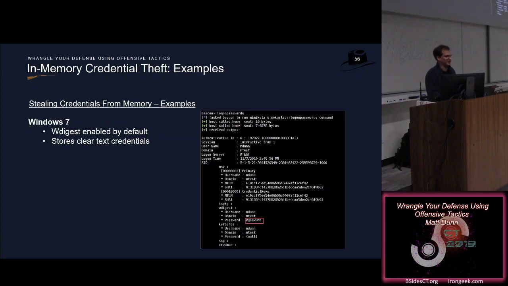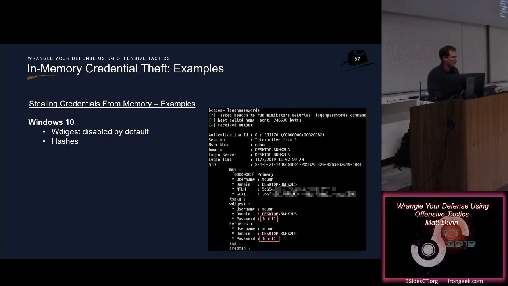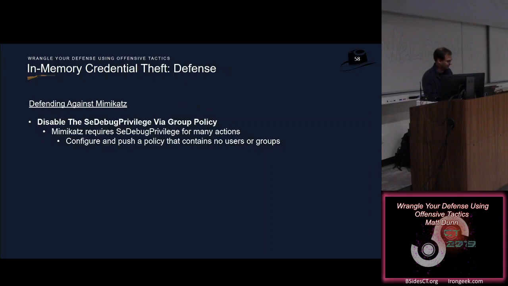Mimikatz is one of the most popular tools to do that. Here's an example of running Mimikatz on a Windows 7 system, and by default you can get clear text credentials from that. You can see the highlighted red there, that's the password, and then the hashes are above that. By default in Windows 10, that's disabled. It can be re-enabled, so you want to watch that. But in this case, we just get the hash. We can still use the hash, or we can try to crack it or try to pass it, but we don't have the clear text password, which can limit what all we can do with it.